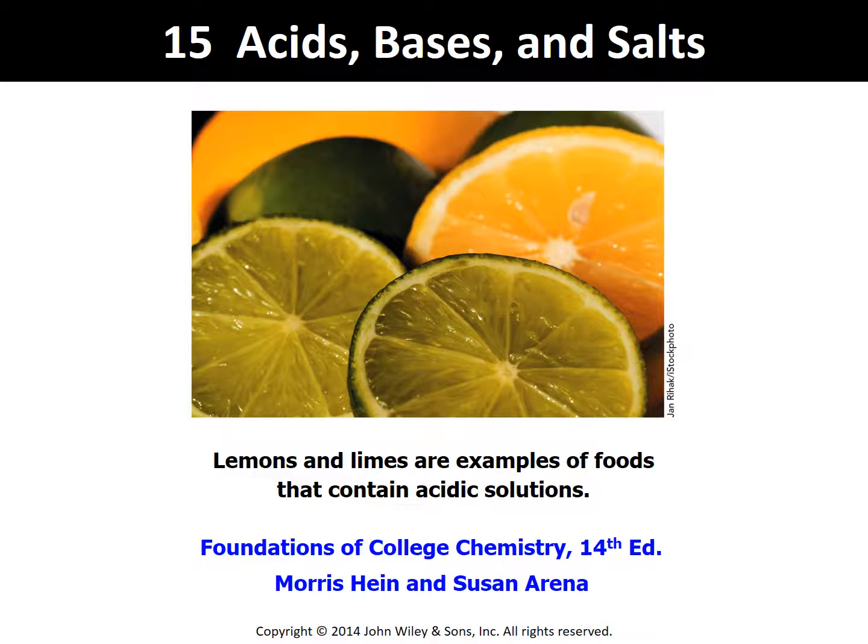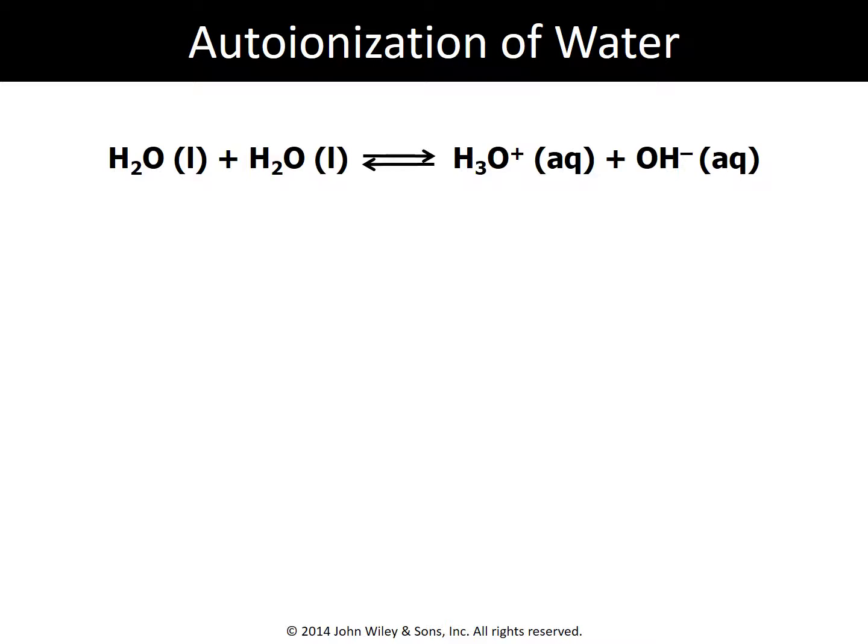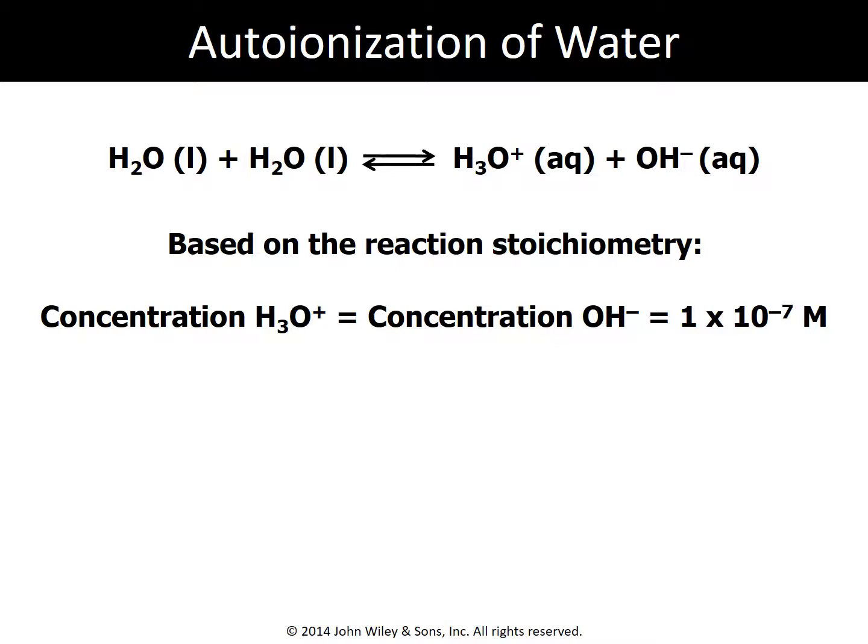In this video, we're going to finish the last sections of Chapter 15, looking at sections 15.5 and 15.6, Introduction to pH and Neutralization. In order for us to understand pH, we need to know that molecules of water, in this example, are going to react and exchange hydrogens. And so we'll see an H3O+, also known as a hydronium ion, and an OH-, or the ion we know as a hydroxide ion. Based on our double arrows, we know that these are going to be in equilibrium, and our concentration of H3O+ and our concentration of OH- are going to be about the same.